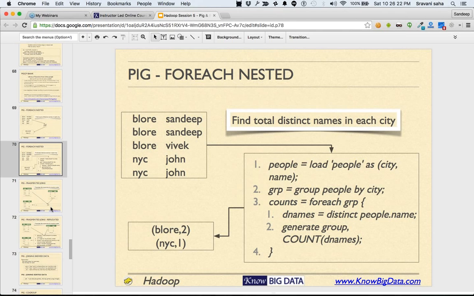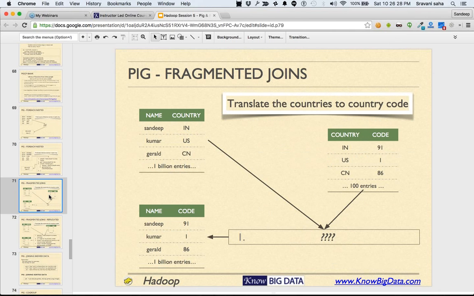All right, so this is what we have right now here. Next is the interesting aspect of joins. So right now, what exactly are we talking about? We are talking about various kinds of optimizations. One we talked about is nested foreach. Now the fragmented joins. Imagine there are two data sets. One contains a billion entries, another contains 100 entries, and you want to join these two data sets. Now, if one is really huge and the other is so small that you can load it in the memory, okay?